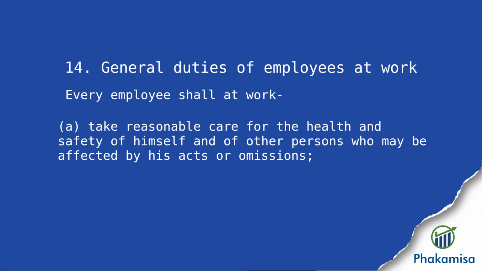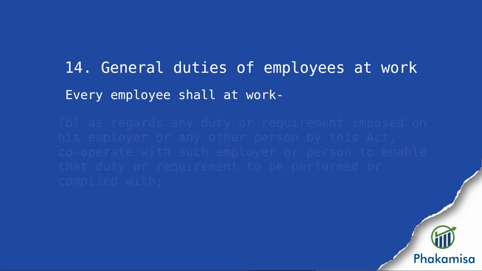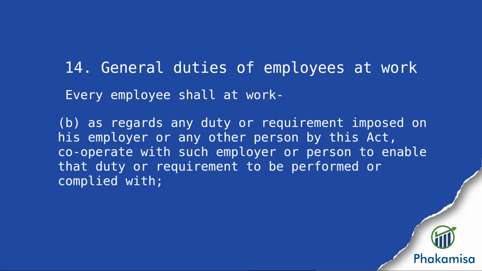However, you are also responsible for the health and safety of those that are around you that might be affected by anything that you do. The next stipulation is that every employee shall at work, as regards any duty or requirement imposed on his employer or any other persons by this Act, cooperate with such employer or person to enable that duty or requirement to be performed or complied with. Basically what it's saying is you need to make sure that you comply with the rules and regulations that your employer has set out in order to adhere to the Health and Safety Act.